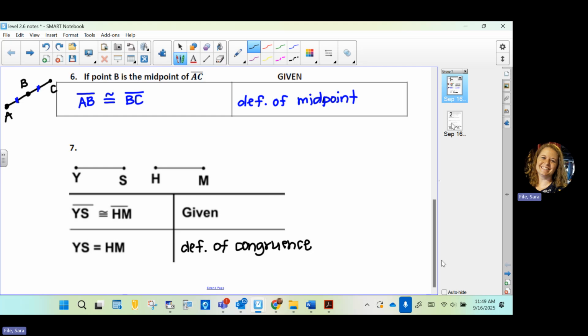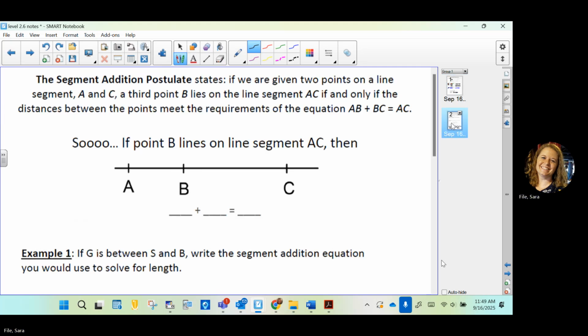If you flip over to the back, this is talking about the segment addition postulate. Remember, we said a postulate is something that doesn't need to be proved. It does not require proof, but it's assumed to be true. The segment addition postulate is worded very confusingly. I'm not even going to bother reading it to you because it might confuse you.